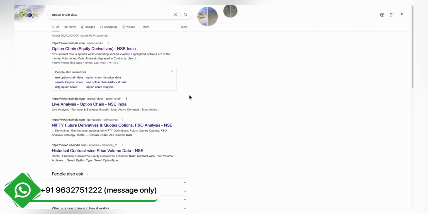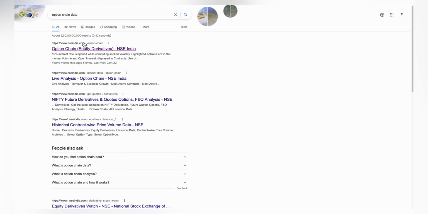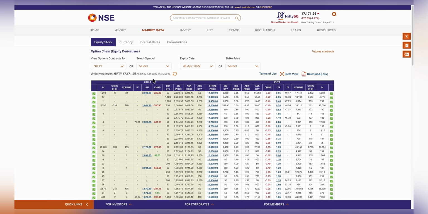Traders, if you just go to Google and search for option chain data and click enter, and then you go to this first website, you will be taken to this page. So this is the NSE website, and what you're looking at right now is Nifty option chain data. Now when a beginner looks at so much information, he might get confused and think this is complicated stuff. But don't worry, things are very simple.